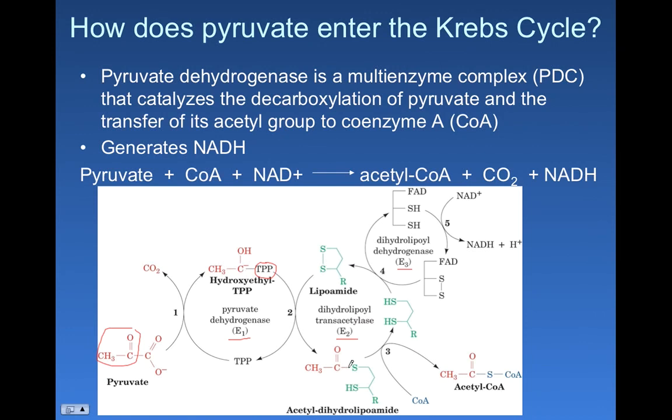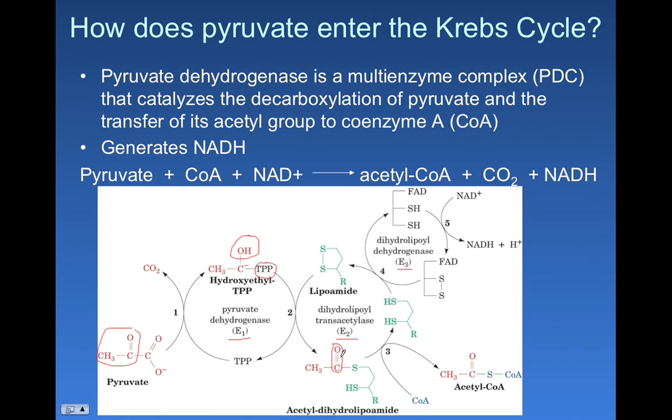it becomes reduced. Right? This looks like a reduced cysteine, a broken disulfide bond. And as that lipoamide becomes reduced, we can reoxidize this alcohol group on our 2-carbon piece back to a carbonyl. Okay. So we've passed off the 2-carbon piece from the TPP on enzyme 1 over to the lipoamide on enzyme 2.